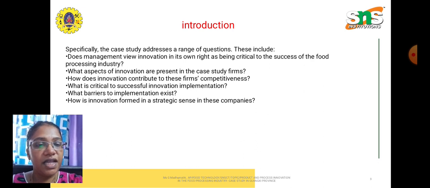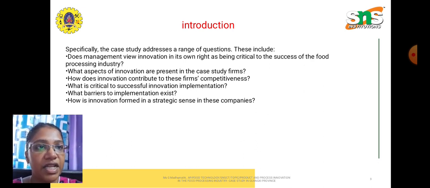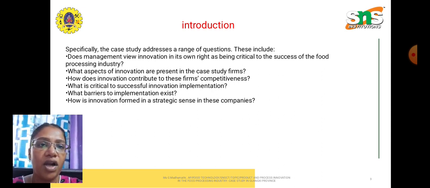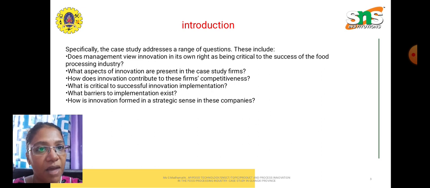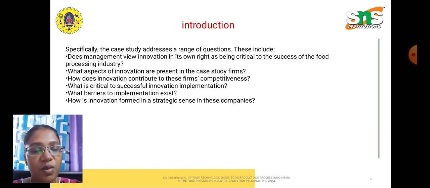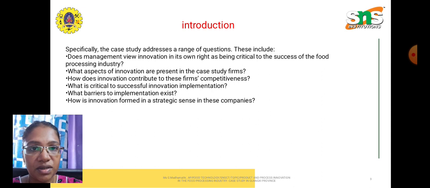Specifically, this case study addresses a range of questions: does management view innovation in its own right as being critical to the success of the food processing industry, what aspects of innovation are present in the case study firms, how does innovation contribute to these firms' competitiveness, what is critical to successful innovation implementation, what barriers to implementation exist, and how is innovation formed in a strategic sense in these companies. Keeping all these questions in mind, let's have a discussion on this.